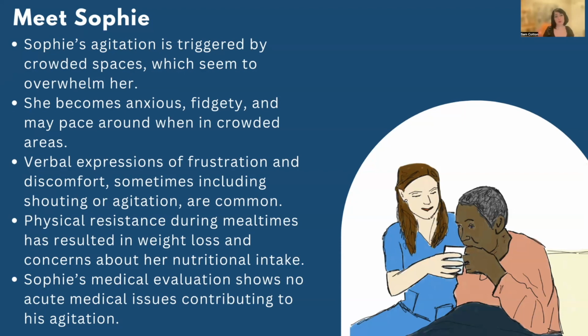She's also showed some physical resistance during meal times because she doesn't want to go to eat with everyone else in the common area. And this has resulted in some weight loss and concerns about her nutritional intake. So all of these things related to her emotional state have really taken an impact on her physical health as well. During a recent medical evaluation, there were no signs of any acute medical issues contributing to her agitation.